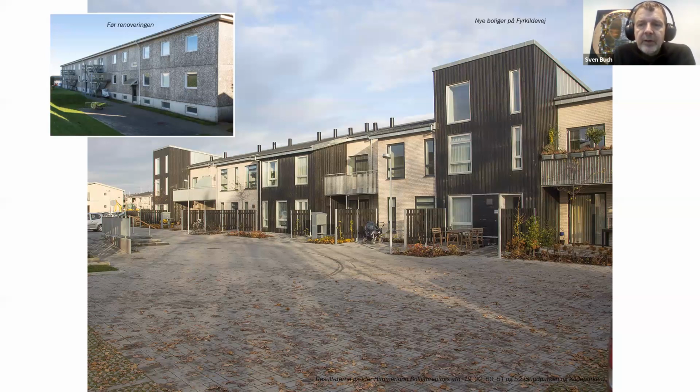We can now house different types of households much better. And for energy, we have also improved, so we have reduced the energy consumption in these buildings by about 50%. It's all district heating.